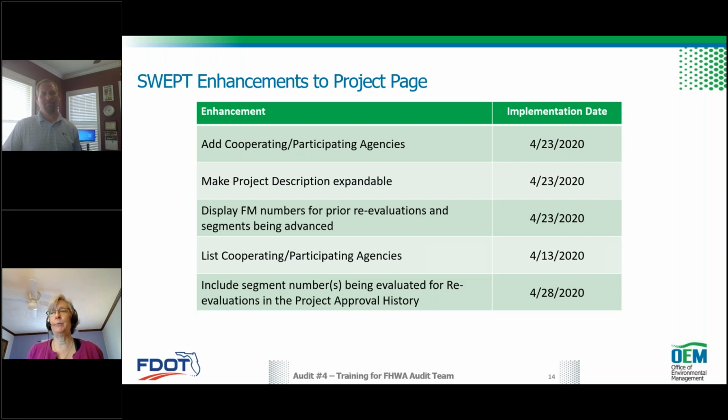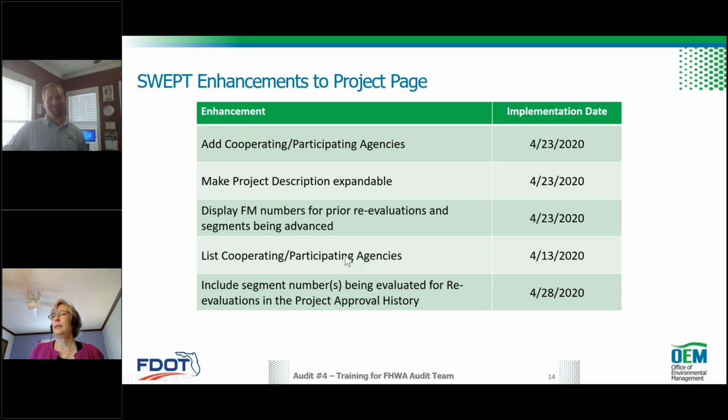We display the FMs for prior reevaluations and segments being advanced at the top of the page now. So our main SWEPT page is tied to the environmental project. But as it moves forward in different phases, it's often assigned a different FM number. And we found that people need an easy way to see what those numbers are, because as projects move forward in reeval, some people may not even remember what the original environmental FM number was. So we provide ways to link back and forth.